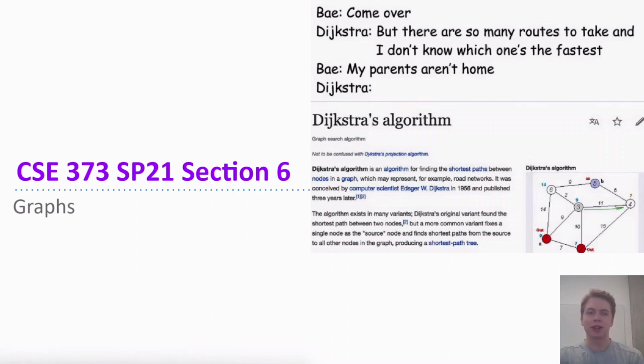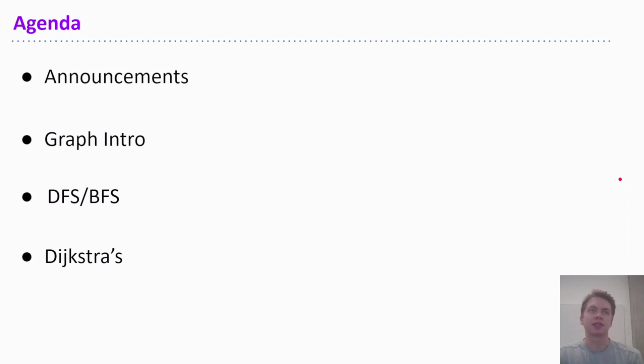This section will be all about graphs, so reviewing the graph terminology and fundamentals, and then going over graph traversal in the form of BFS, DFS, and Dijkstra's algorithm.